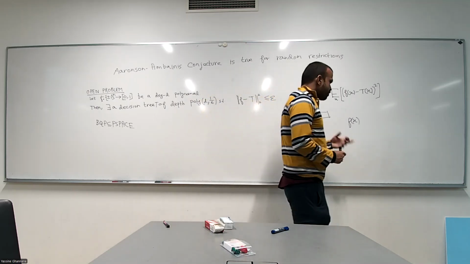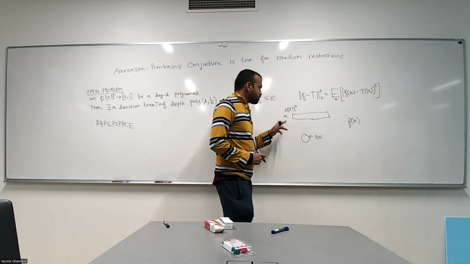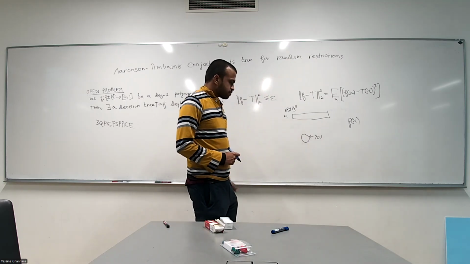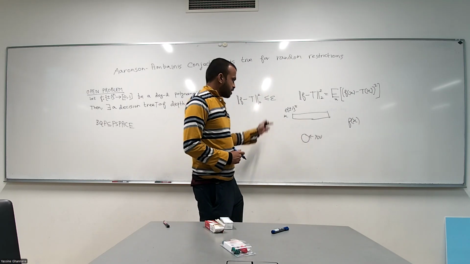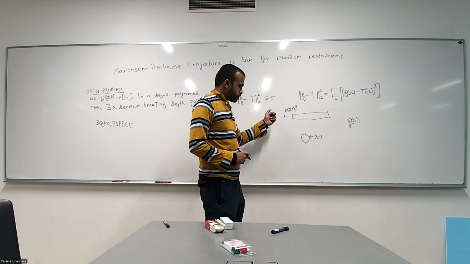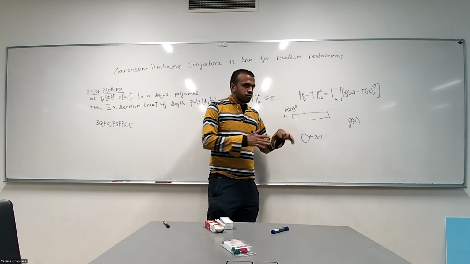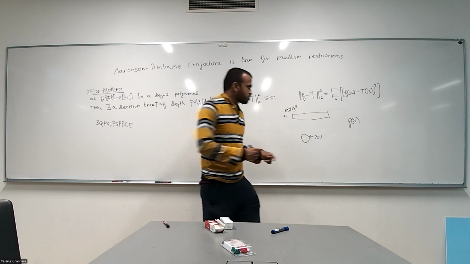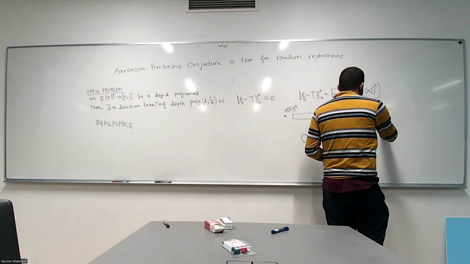So let's define the query complexity of f to be the worst case. In the worst case, what's the number of queries you need to make to determine f of x? Let's call this the deterministic query complexity of f.